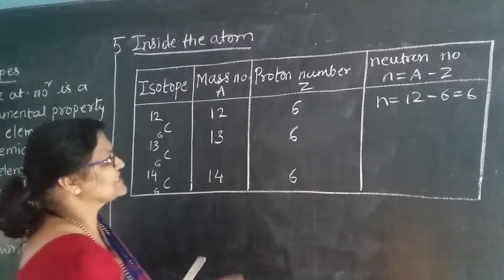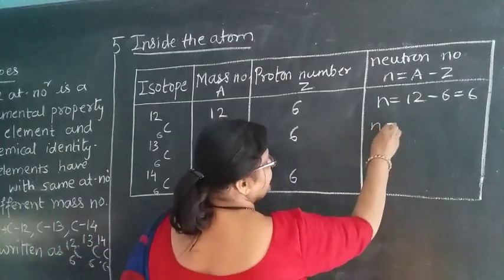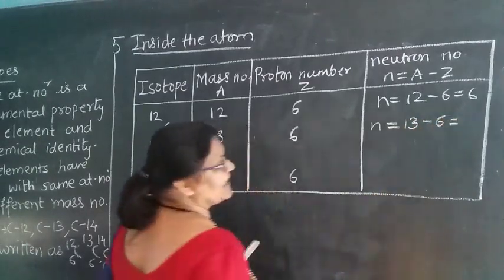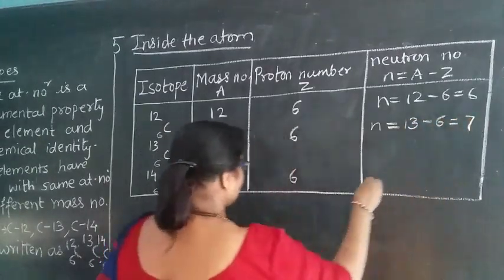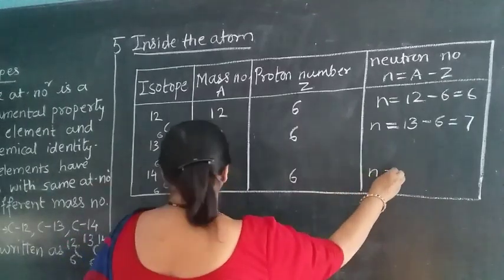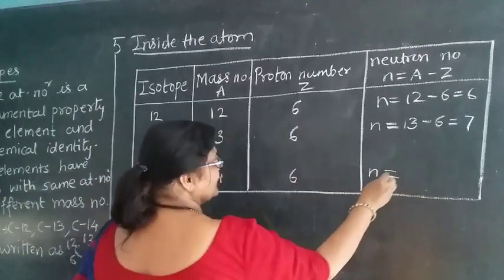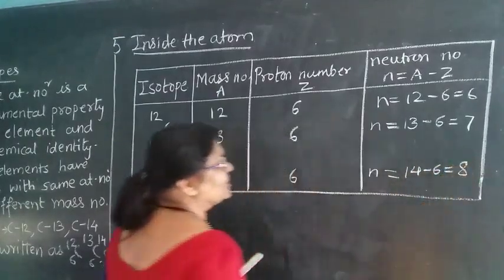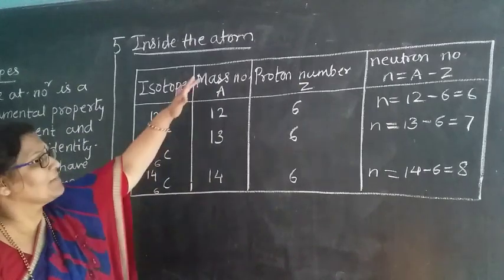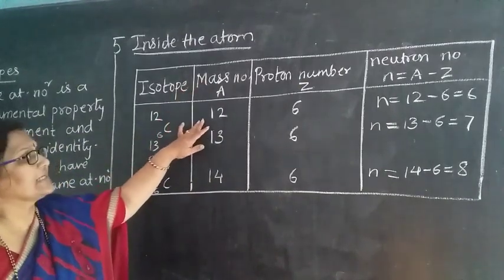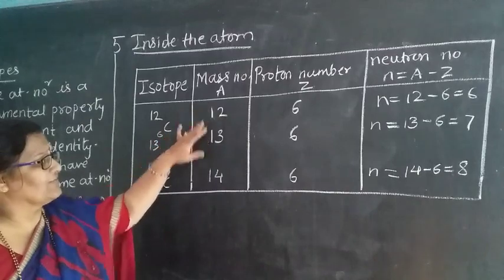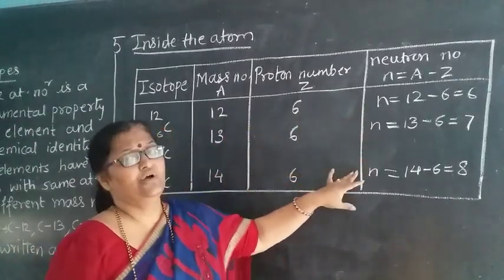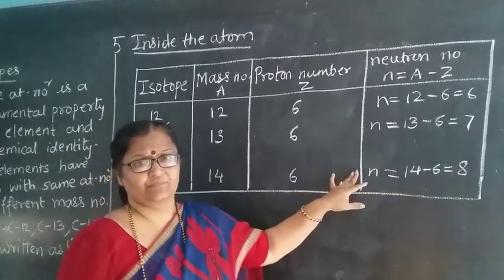That of 13: C13, 13 minus 6. So what does it come to? 7. Similarly, that of C14, it comes to 14 minus 6, that is equal to 8. So whenever you see, the atomic mass number is different, but the proton numbers are the same, and the neutron numbers are different here.